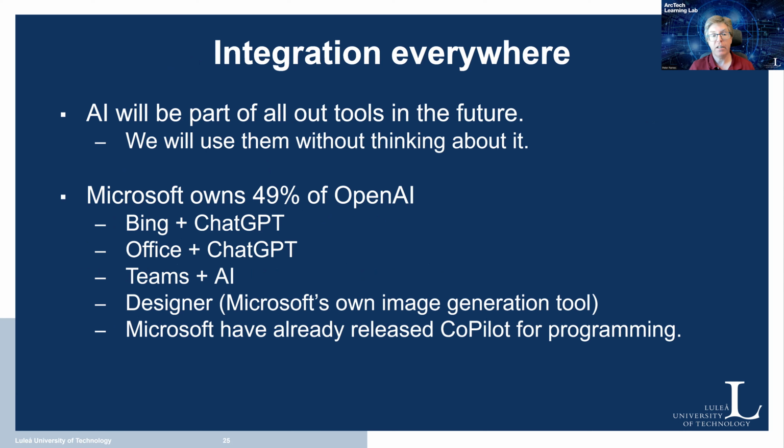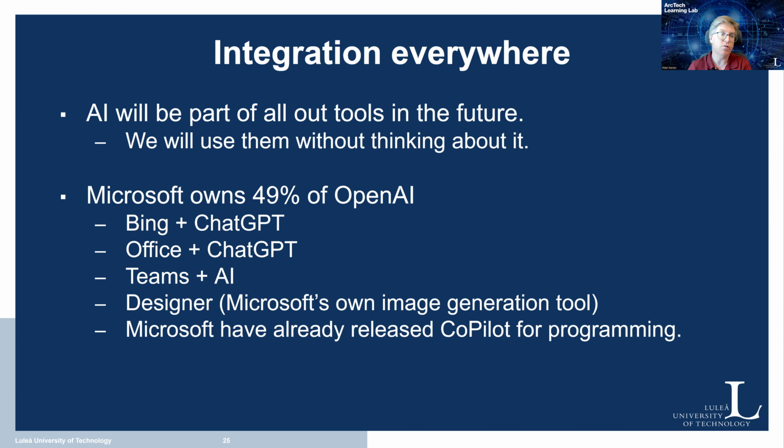We will get these integrated in every tool. Microsoft have invested 110 billion Swedish kronor in OpenAI so far, and they own 49% of the company. And they've then integrated this into a number of different services. I see another mistake in my slides here. It says Bing plus ChatGPT. It should say Bing plus GPT, not ChatGPT. So ChatGPT is OpenAI's own web service, while the GPT is the underlying AI brain.